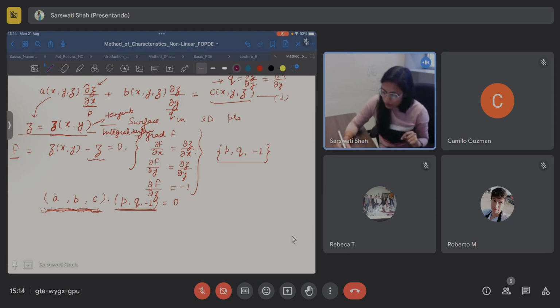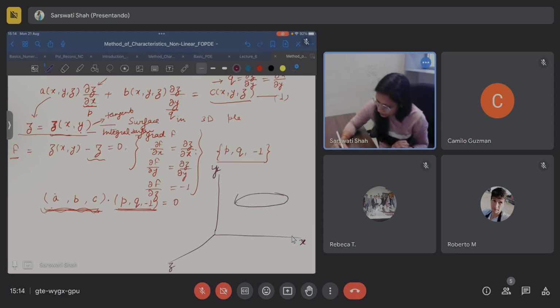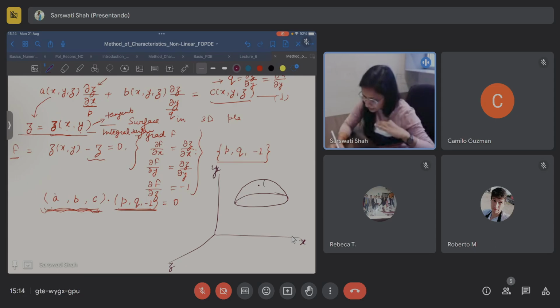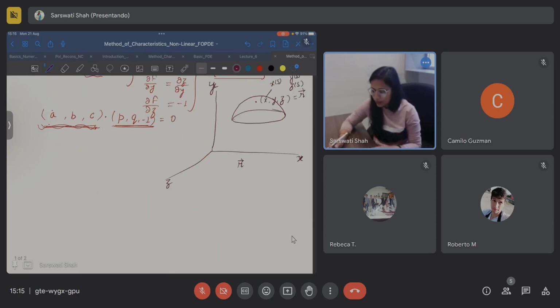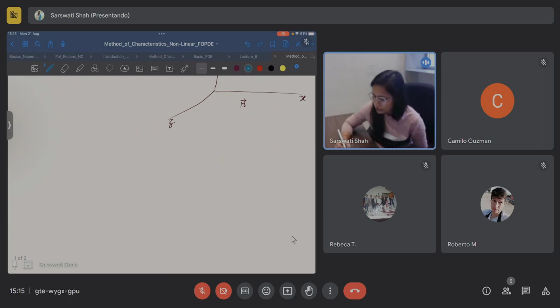Next, since we are in 3D space, suppose this is your x-axis, this is your y-axis, and this is your z-axis. So the solution surface will be like this. Now, if we take any point on this solution surface, say x, y, z, this point vector is denoted by r. Now, what I did, I parameterized. I say that x depends on a parameter s, y depends on a parameter s, and z depends on a parameter s.